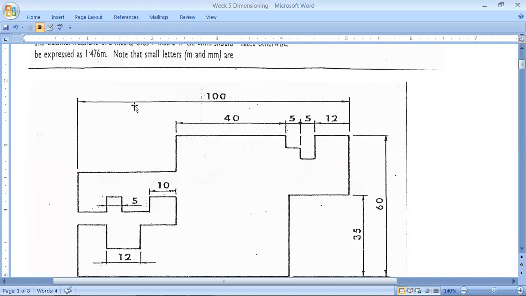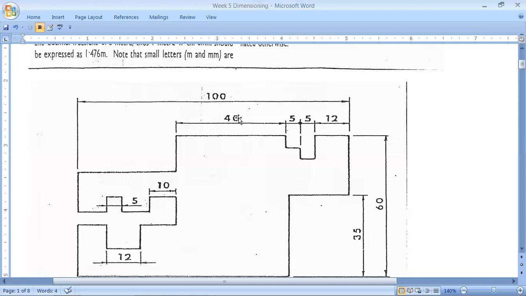Now for the text value. The text value of the dimension is recommended to be placed at the center of the dimension line, right? And the center here, under the middle of the dimension line, as much as possible, right? This is the center for this, this is the center for this.